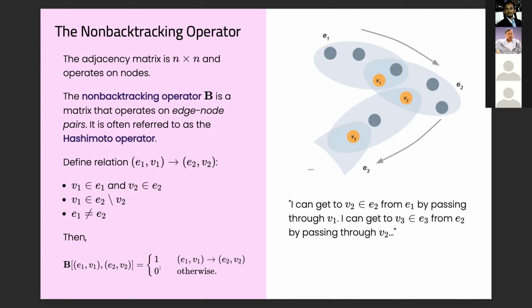Okay, and so once you have this kind of relation understood, then defining our non-backtracking operator is fairly simple. We're simply going to take a matrix, which, like I said, is indexed by node edge pairs, and we're going to place a 1 if the row indexed edge node pair points to the column indexed edge node pair, and a 0 otherwise.